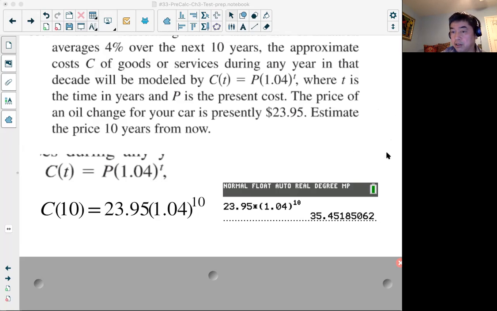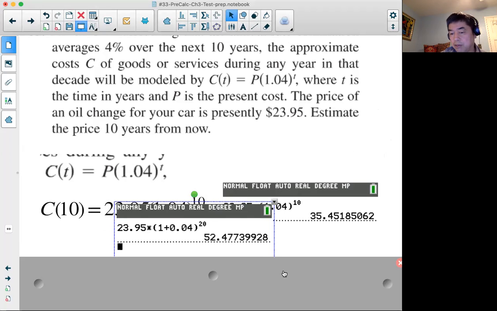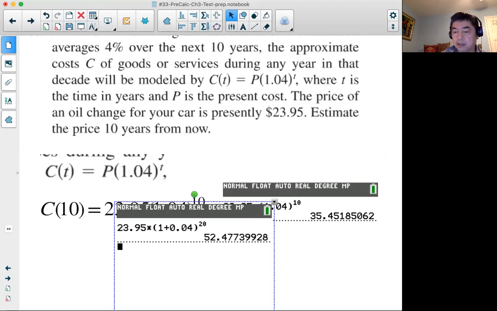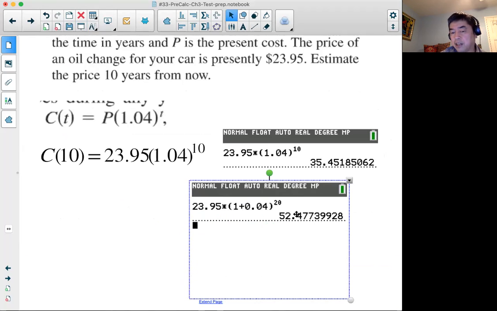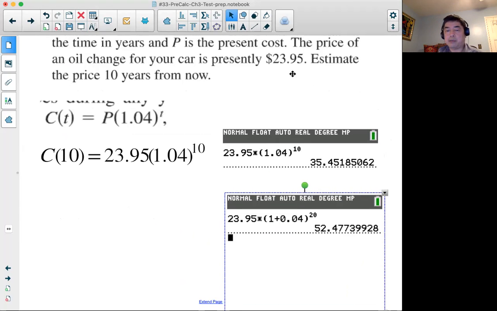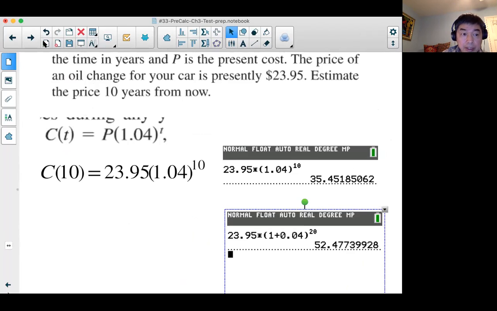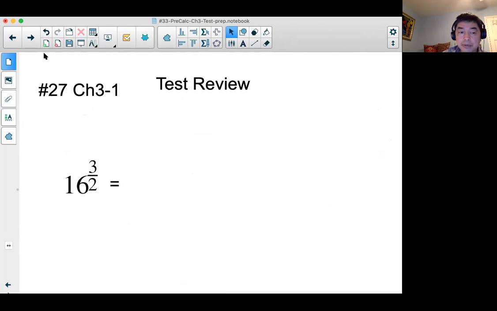So let's see. Now it might be around $52. It might be a little bit overpriced, but this is the price I usually pay to my mechanic. So this is like a price from 20 years ago. Okay. So let's move to the next question.